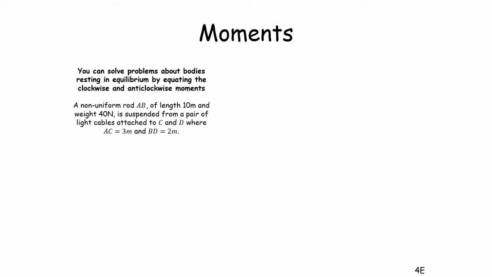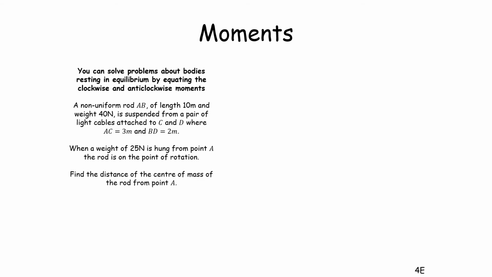Okay, so let's look at another example. So here we're told a non-uniform rod AB of length 10 meters and weight 40 Newton. So notice it's a weight and not mass, so do not include g here. It's suspended from a pair of light cables attached to C and D, where AC is 3 meters and BD is 2 meters. And we're told when a weight of 25 Newton is hanged from point A, the rod is on the point of rotation. It says find the distance of center of mass of the rod from point A.